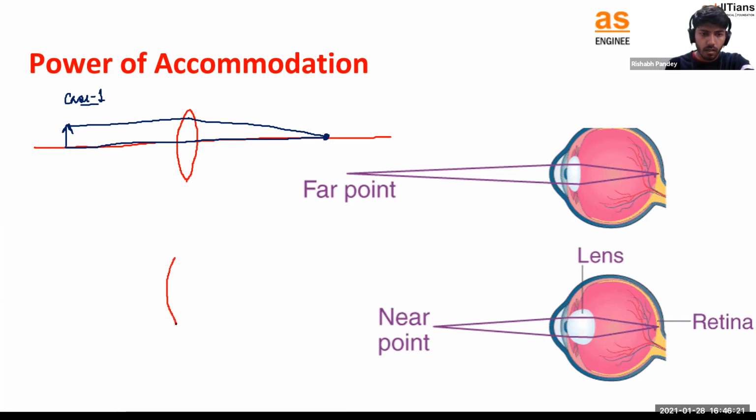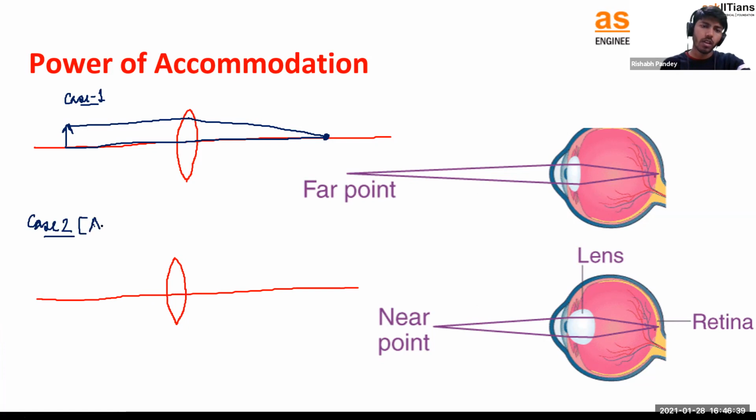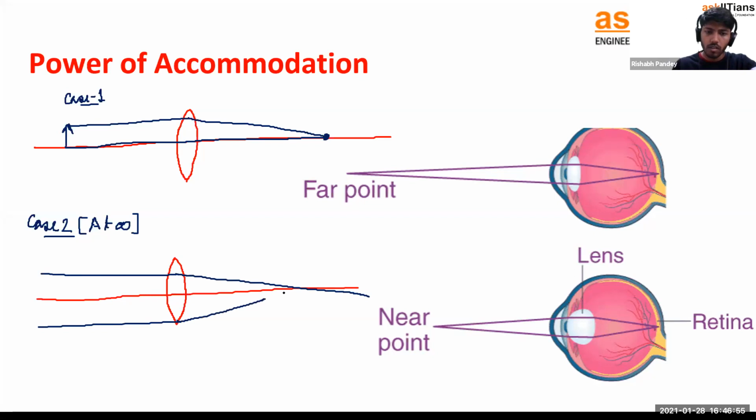If I talk about the second case, again this is a lens with this as the principal axis, and say the object is at infinity. So this is basically case 2, and in this situation the object is at infinity. So let's say there's a ray of light entering parallelly. A ray of light coming over here, crossing, and then going like this. Similarly, another ray of light coming over here, converging and going like this. So here we'll get the image ultimately.